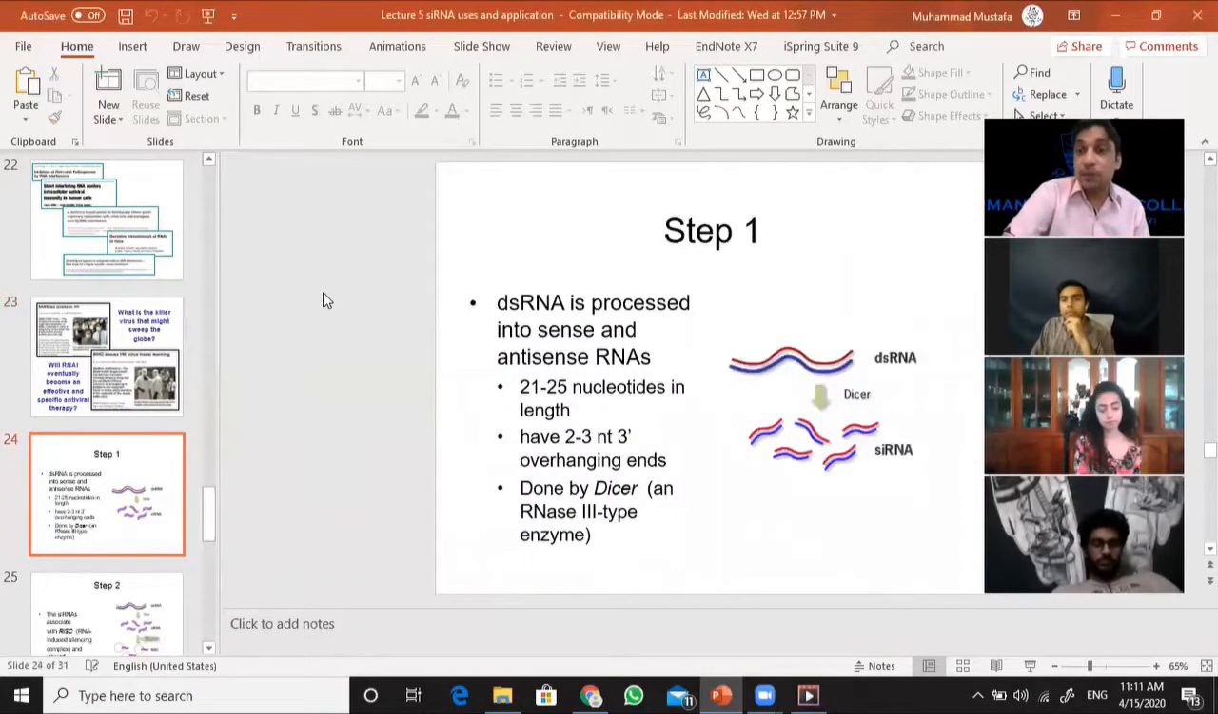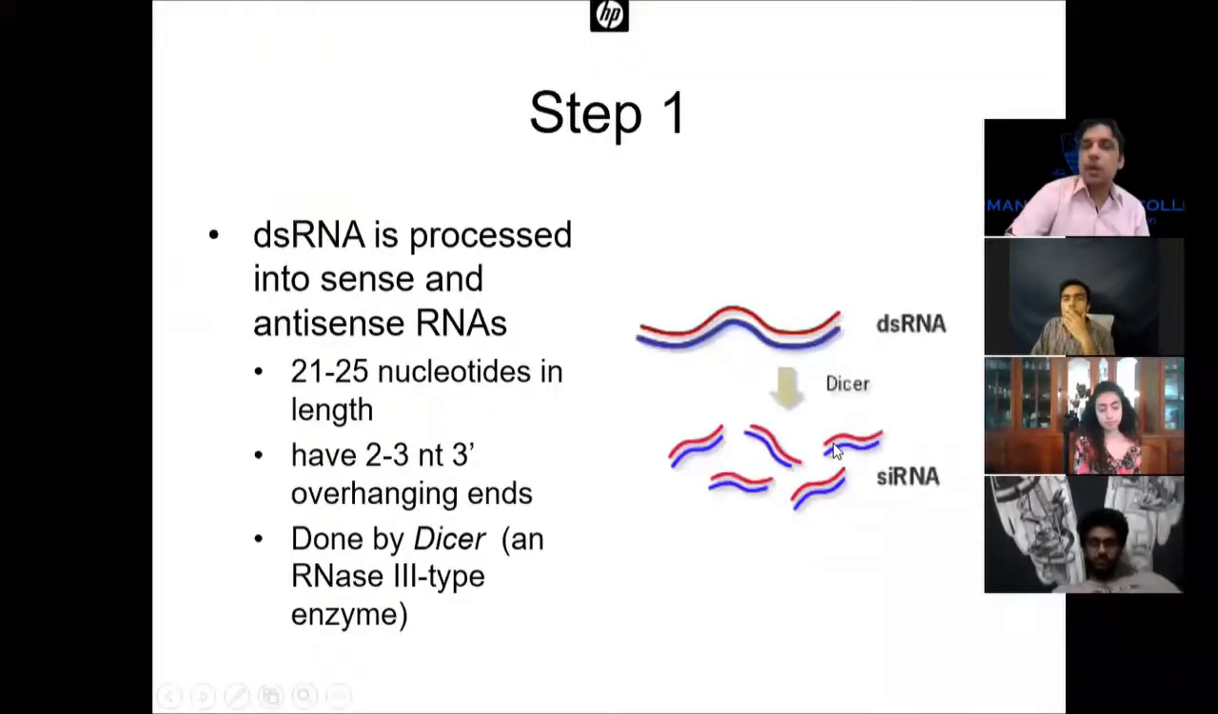So let's start with the mechanism of the procedure first. How does a double stranded RNA, when it enters the cell, manage to silence a particular specific gene or destroy a specific messenger RNA?